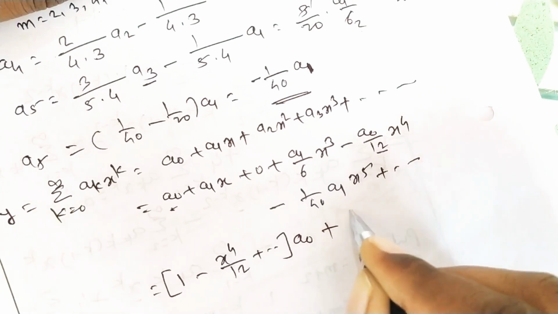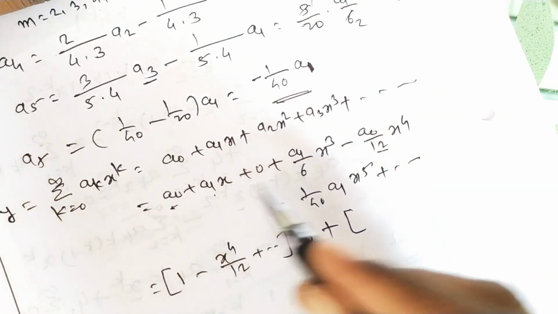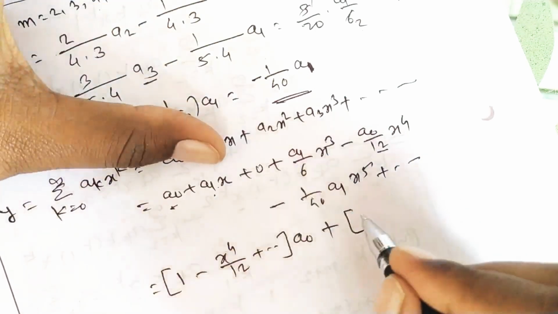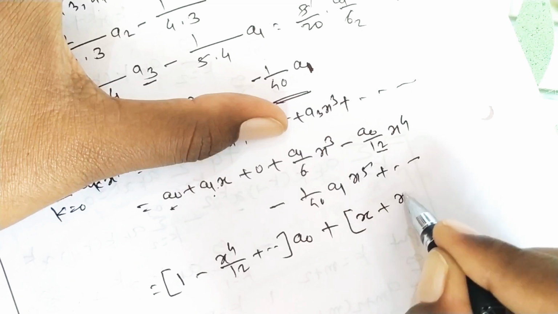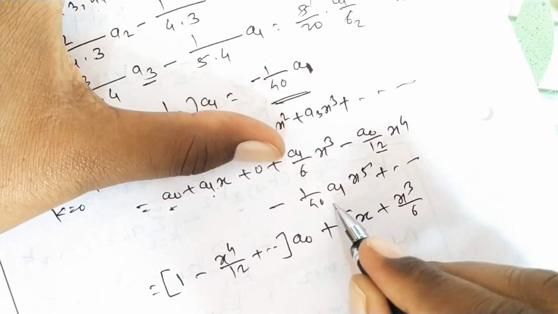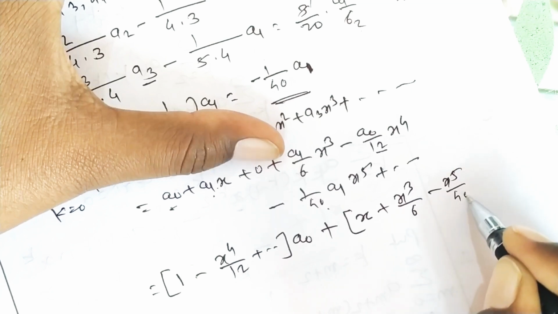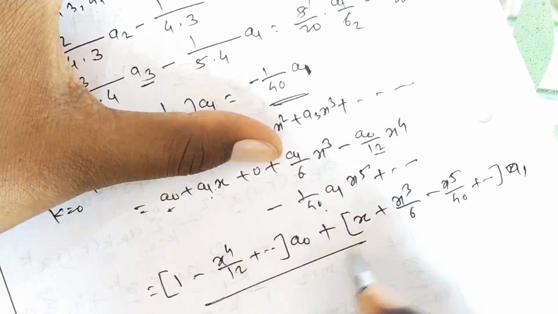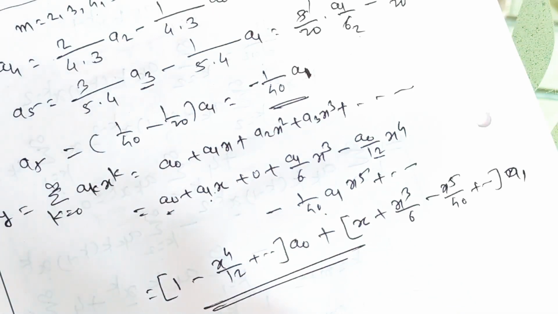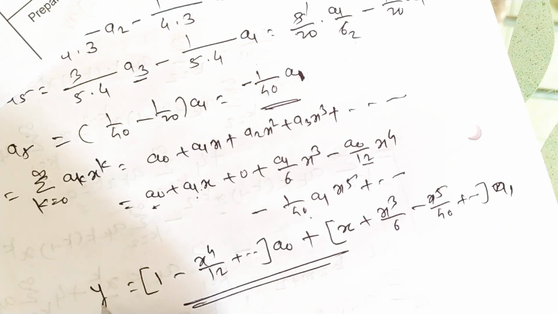Plus from the remaining terms take a1 common, here a1x. So if you take a1 common from this, then we will get x. From this if you take a1 common, plus x cube by 6. Same here, if you take a1 common, minus x raised to 5 by 40 plus so on into a1. So this is the final solution of the given linear differential equation, that is y equal to this.